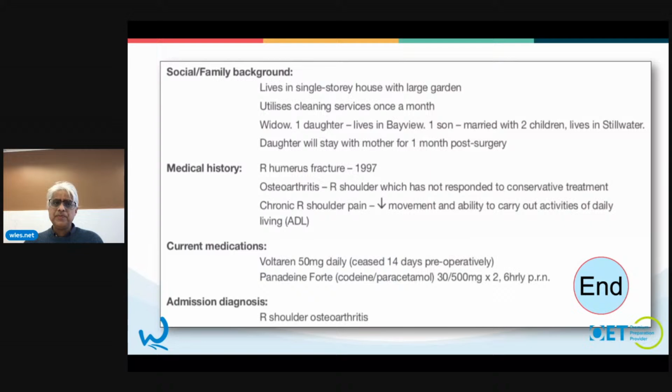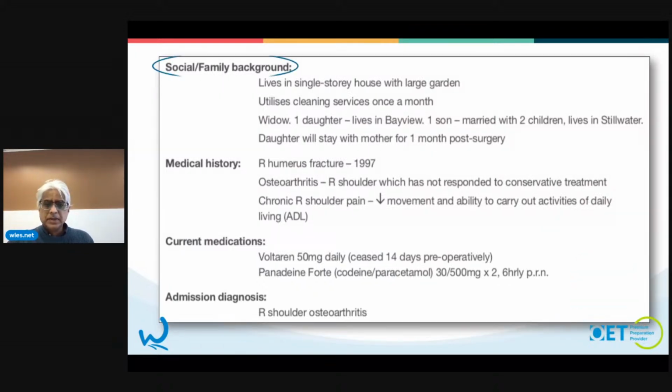Okay, let's look at this together. So we've got the first section of case notes, social family background. And just looking at these case notes, there's probably not too much in here the home nurse will really need to know. Doesn't matter, she's living in a single-story house. All of this stuff actually is completely irrelevant.